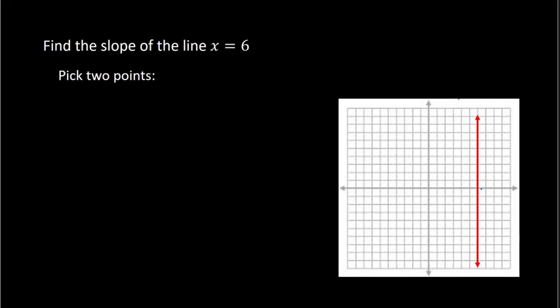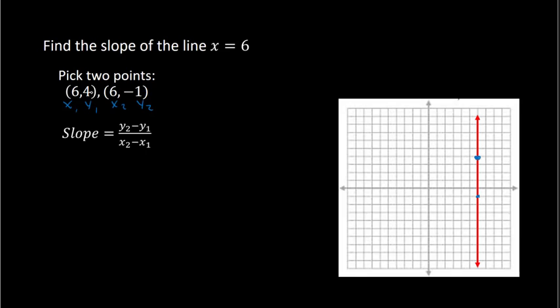So, for example, if we go over 6 and up 4, 1, 2, 3, 4 right here, that is 1 point on this line. So we could do (6, 4) if we wanted to. We could do (6, negative 1) if we wanted to. We can pick any 2 points, it doesn't matter. And we're going to use these to find the slope. So if we have (6, 4) and (6, negative 1), find the slope. So to do that, we're going to use our slope formula, y2 minus y1 over x2 minus x1. So this would be x1, this is y1, x2, and y2.